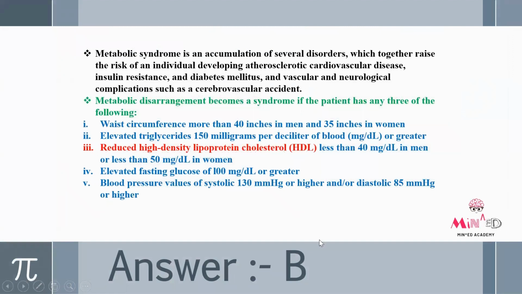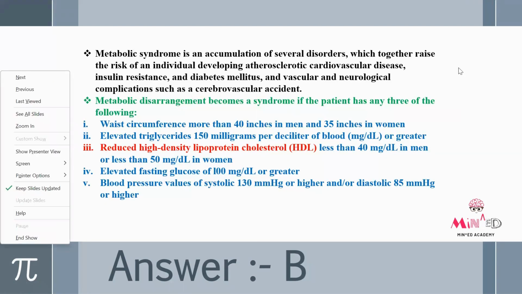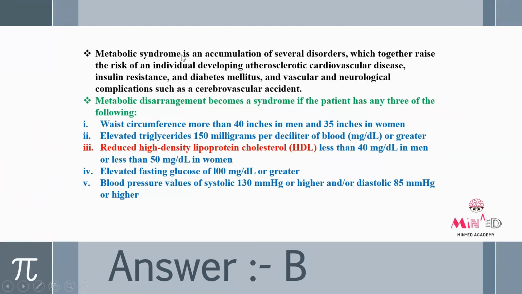Now, how did we get this answer? First we'll know about metabolic syndrome. Metabolic syndrome is an accumulation of several disorders which together raise the risk of an individual developing atherosclerotic cardiovascular disease, insulin resistance and diabetes mellitus, and vascular neurological complications such as cerebrovascular accident. So metabolic syndrome is a group of several disorders which may develop into atherosclerotic cardiovascular disease, insulin resistance, diabetes mellitus, and vascular neurological complications such as CVA.